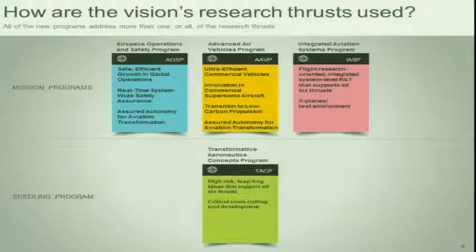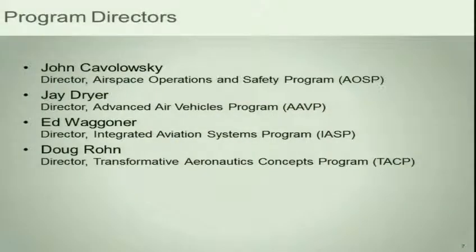So with that, I'm going to reintroduce the program directors, and then we'll talk in a little bit more detail. John Cavolowsky is now the director of the Airspace Operations and Safety Program. Jay Dreyer is now the director of, or I guess in a couple months will be the director of, the Advanced Air Vehicles Program, at Waggoner, Integrated Aviation Systems, and Doug Rohn, Transformative Aeronautics Concepts. I've got one chart for each, and each program director will speak for about 10 minutes, giving a little bit of insight into what's going on in their new program area.